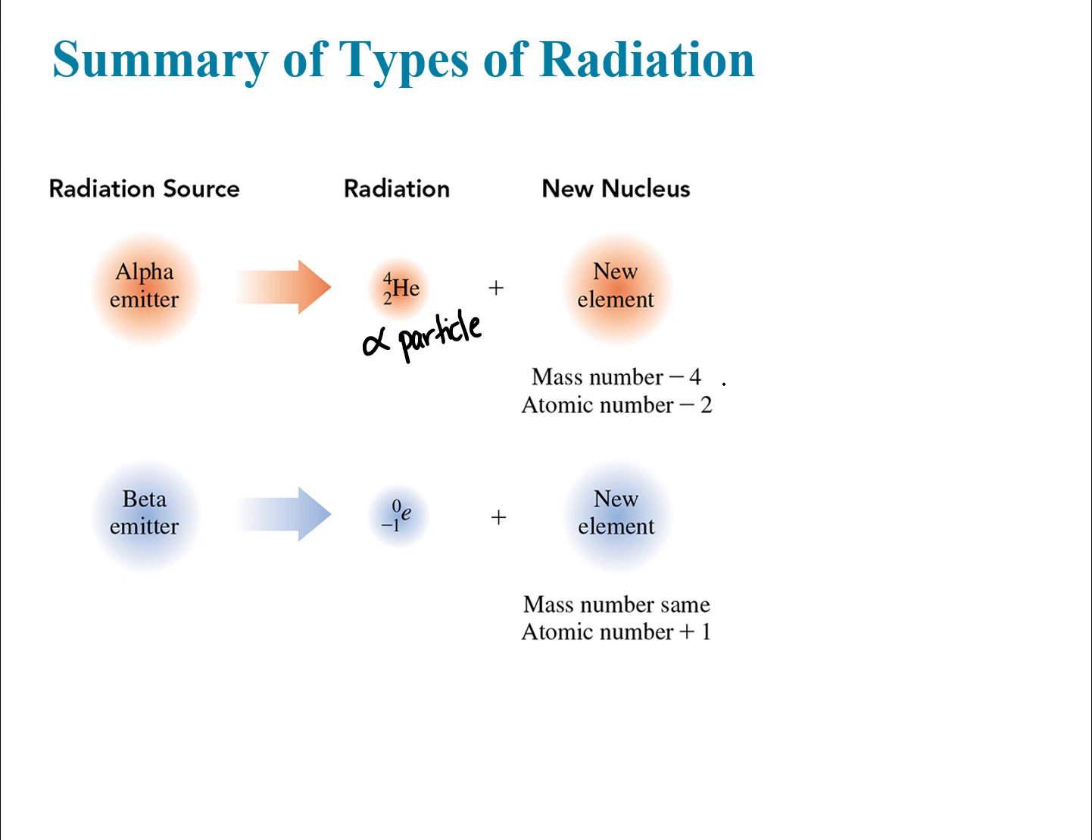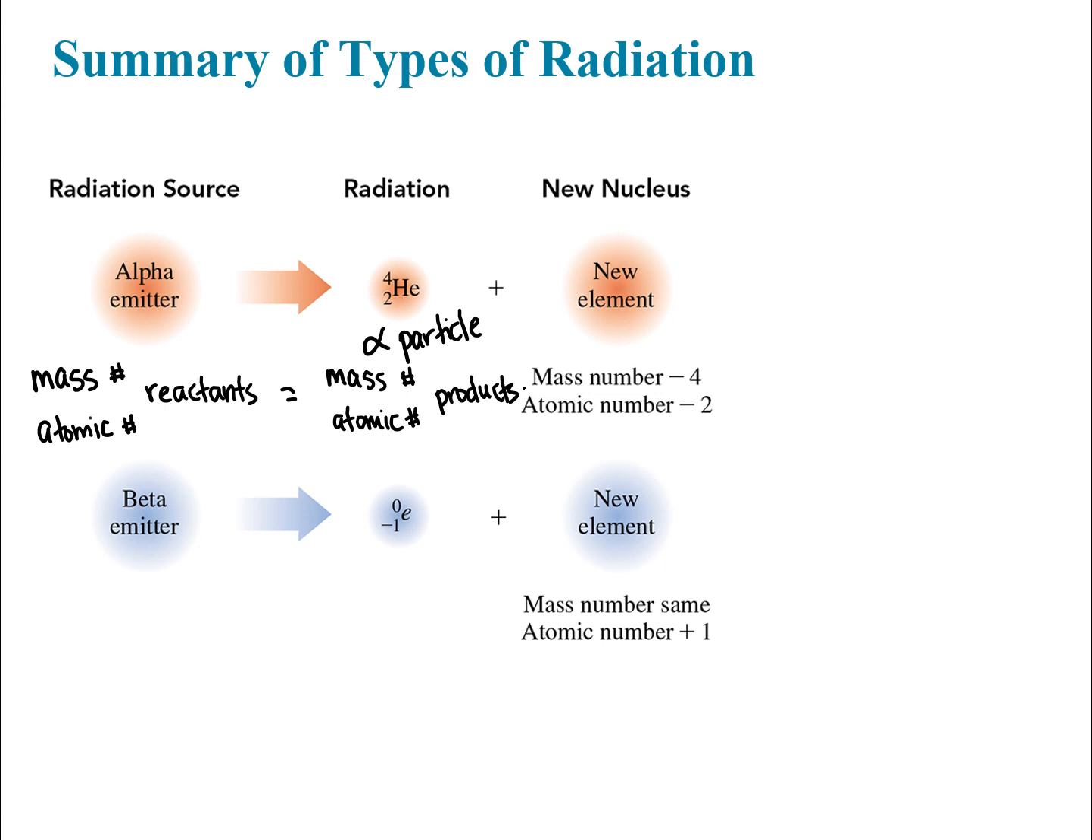But what you must keep in mind, and this is for all nuclear equations, the mass number has to be balanced. So whatever your reactants are, the mass number and atomic number have to be the same when you add up everything on your product side. And that'll make more sense when we do some examples.